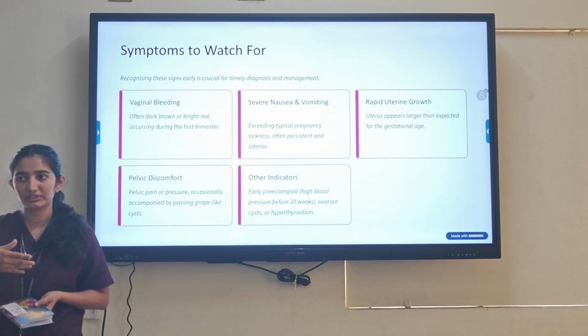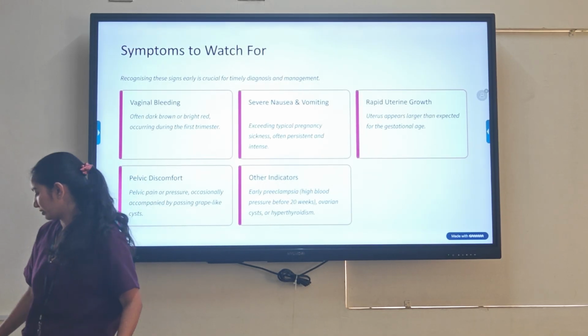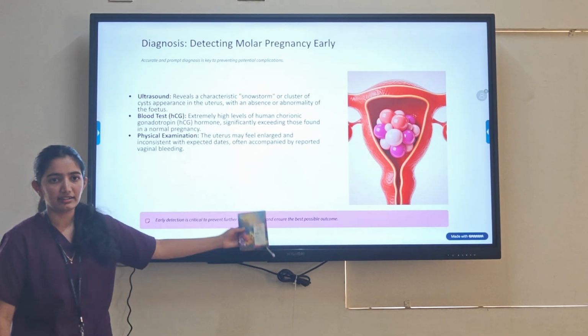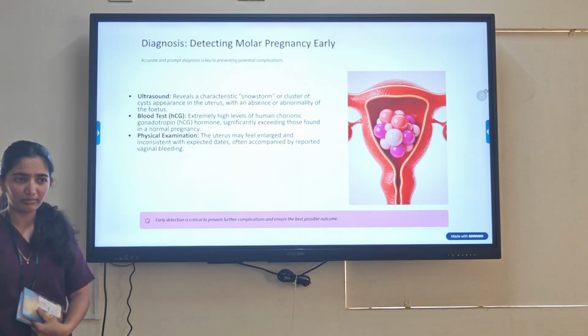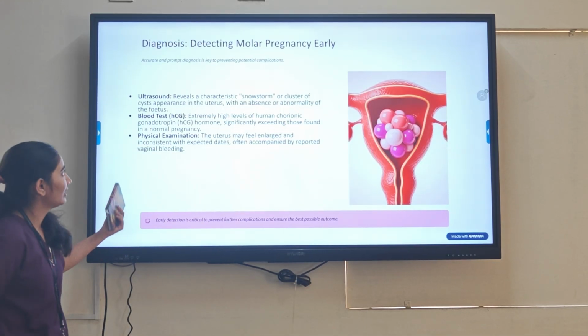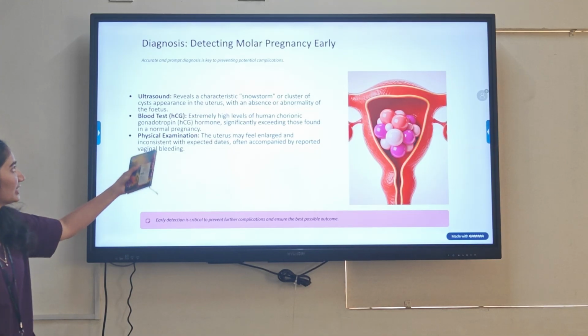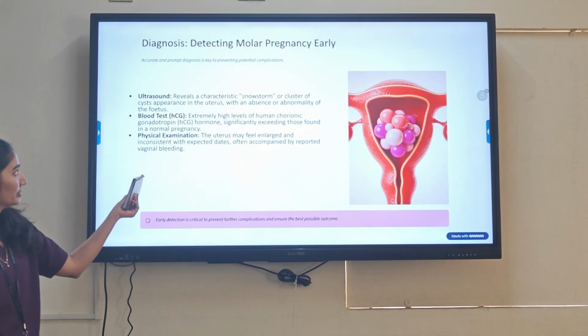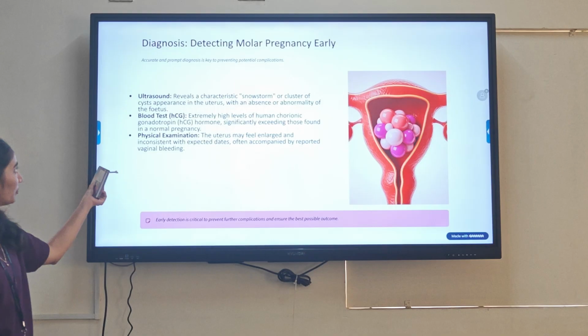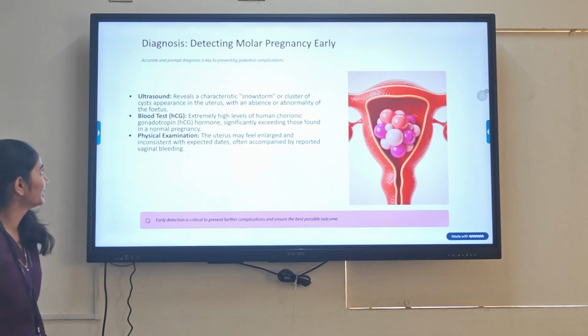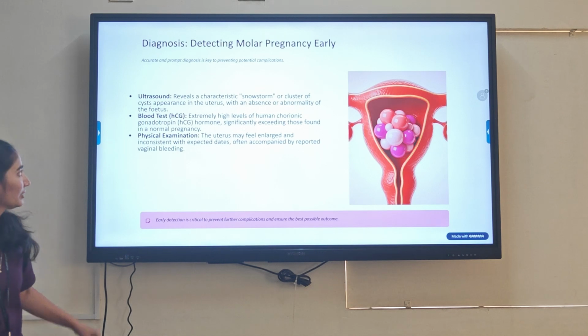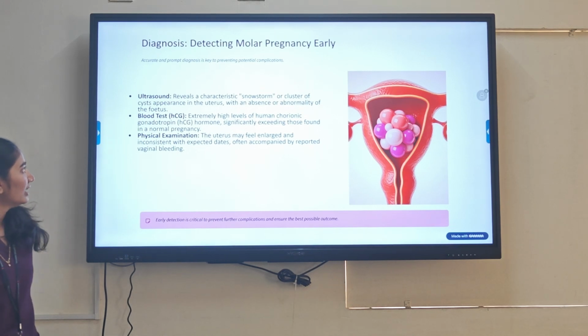So the diagnosis will be by ultrasound. As I said, grape-like structures will be formed in the uterus. Ultrasound reveals a characteristic snowstorm or cluster of cysts in the uterus with an absence or abnormality of the fetus. Okay, then the blood test.